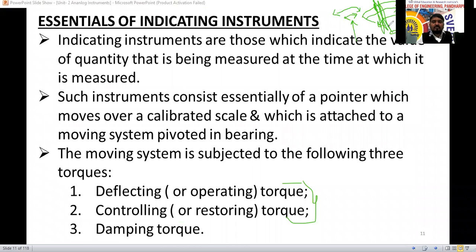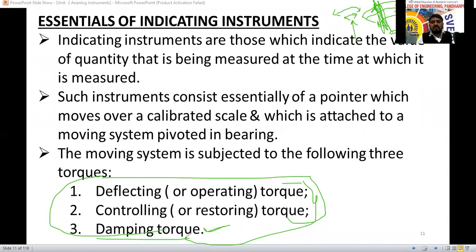Now to damp this oscillation, some torque is required. That torque or force we are going to call as damping torque. So these three torques or forces are essential for the moving system of an indicating instrument. These are the essential parts here. So tomorrow in depth once again we'll discuss these three parts: deflecting torque, controlling torque, and damping torque, in the next class.